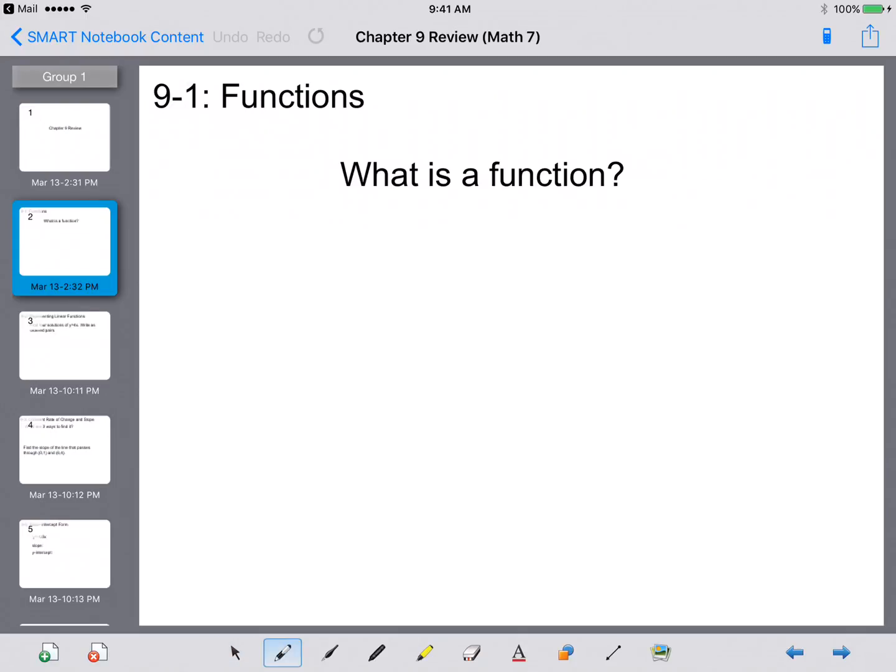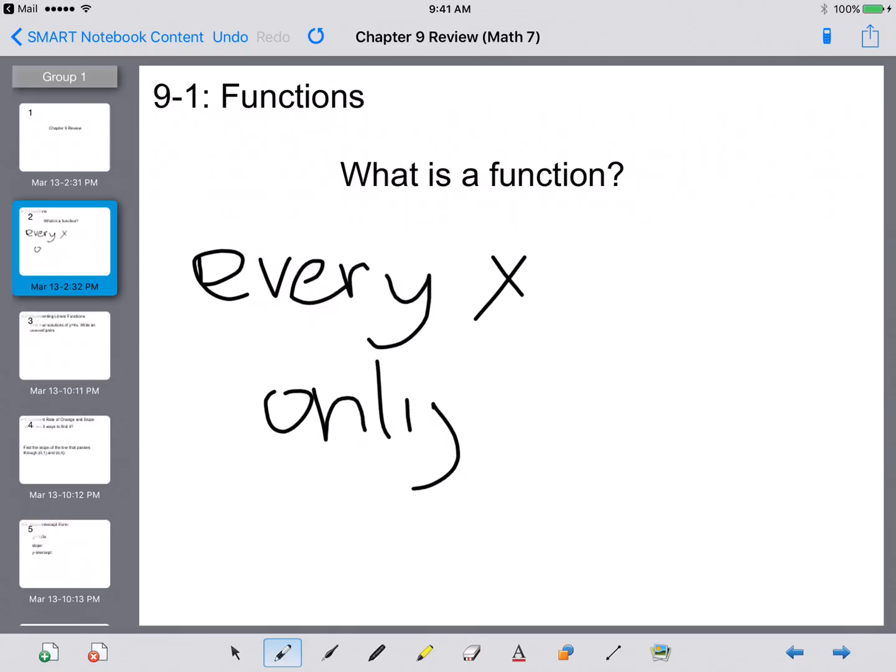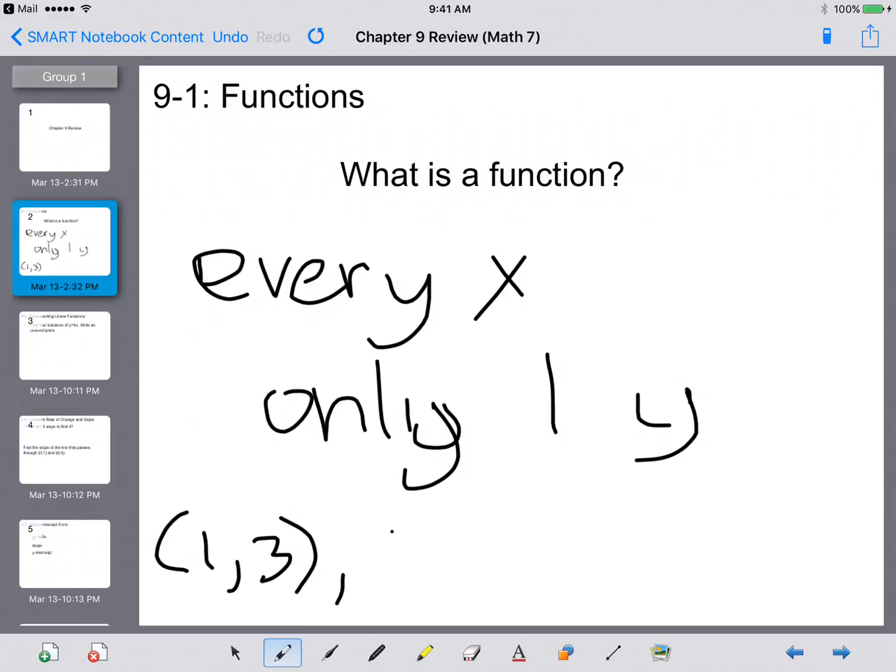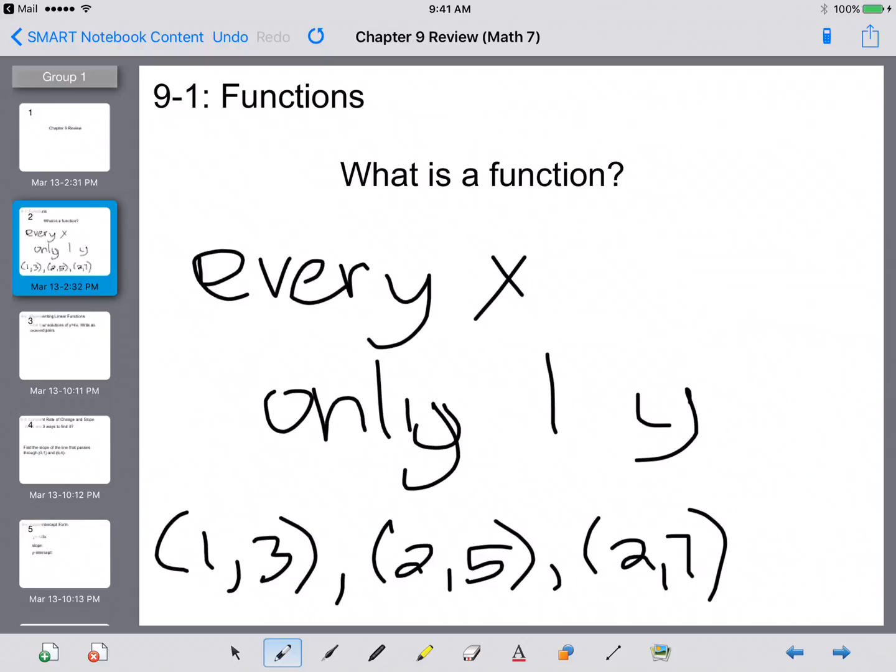A function is for every x value, there's only one y. So if I had (1, 3), (2, 5), that would be a function because 1 and 2 are your x values, and there's only one of each of those. If I added in (2, 7), this would not be a function because there's two x values of 2 with two different y values of 5 and 7.